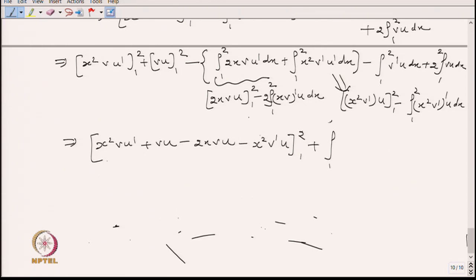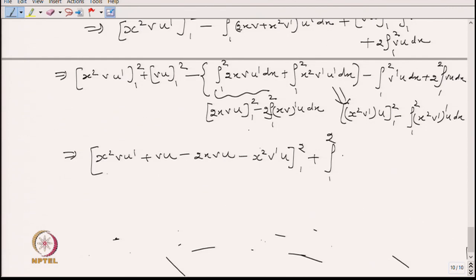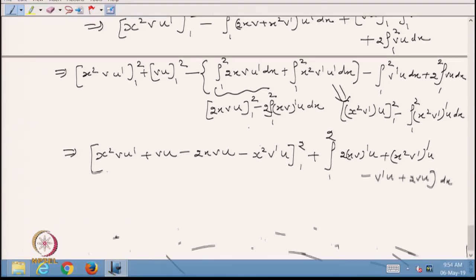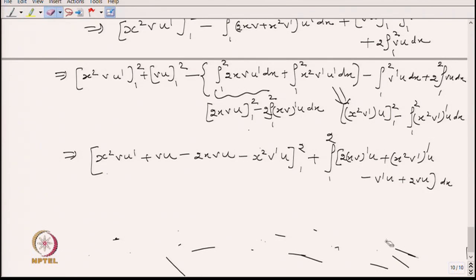So, then I will get the integration from 1 to 2, and this will be plus 2x v dash u, and minus minus plus will be here. So, it will be x square v dash u plus minus v dash u plus 2vu dx. I hope I have made all the calculation right.